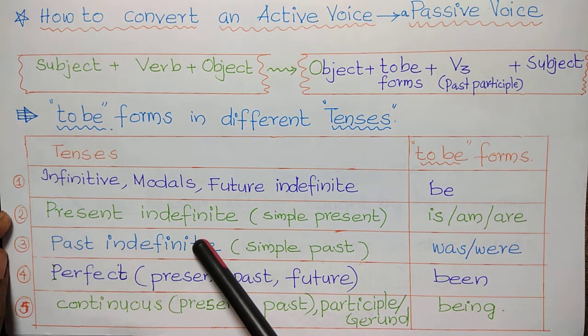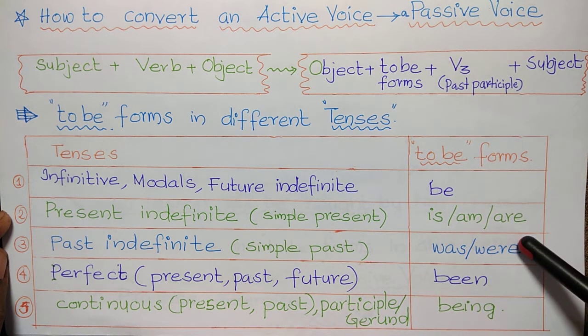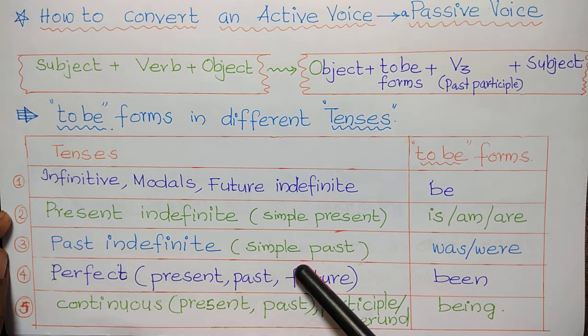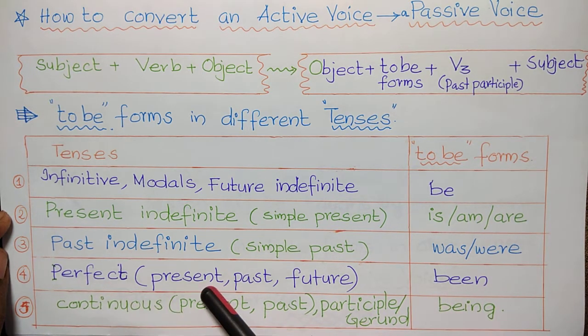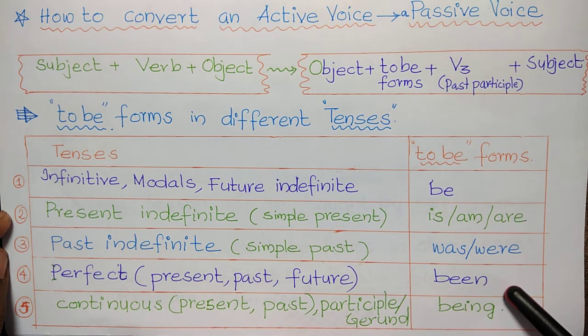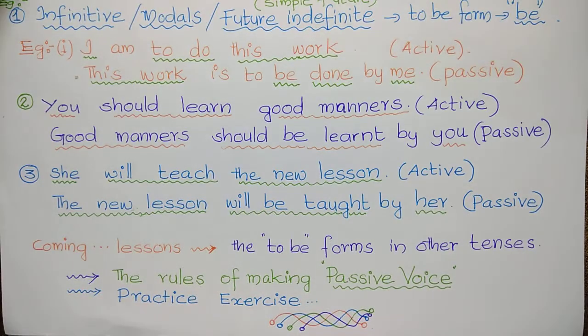But if it is present indefinite or simple present, it will be is, am or are. In the case of past indefinite, that is simple past, it will be was or were. And perfect, that is present perfect, past perfect or future perfect, the to be form will be been. And in the case of continuous or ing forms, it will be being. So that we will discuss in the coming lessons. And we will discuss the rules of making passive voice and practice exercises.